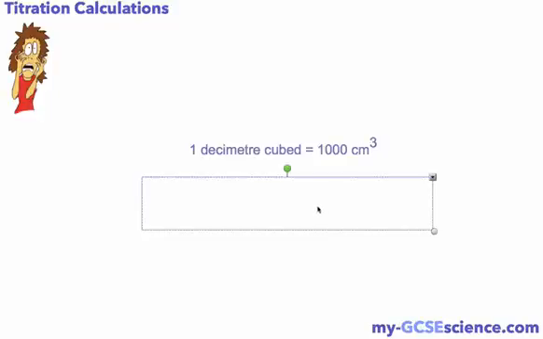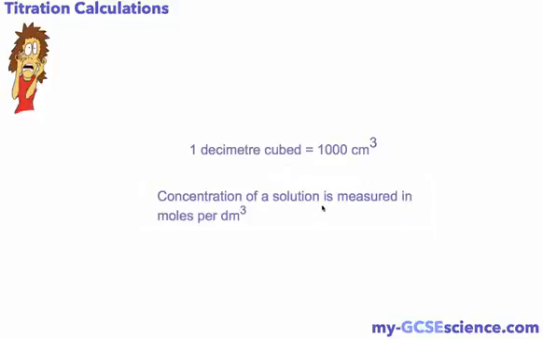The second thing I want you to know is that the concentration of a solution, for this video at least, is going to be measured in moles per decimeter cubed. So if I have 3 moles in 1 decimeter cubed, this concentration is 3 moles per decimeter cubed of whatever solution we have.